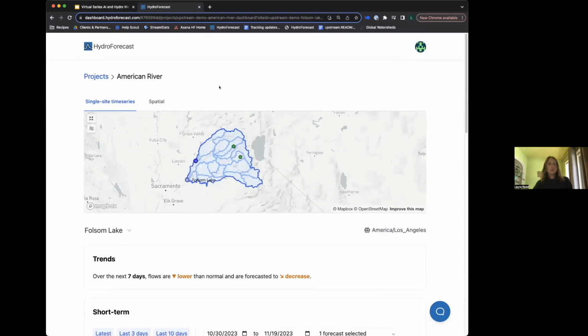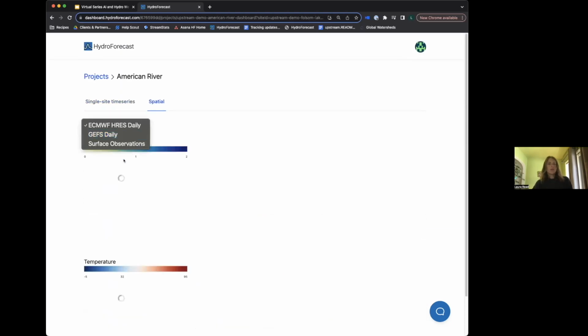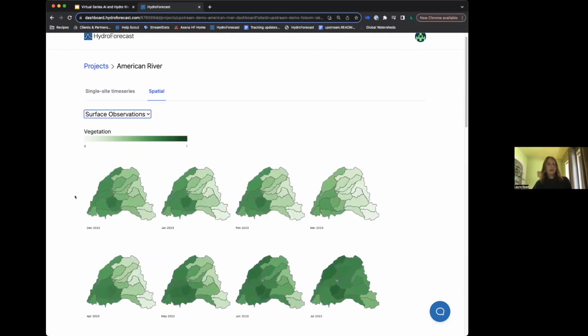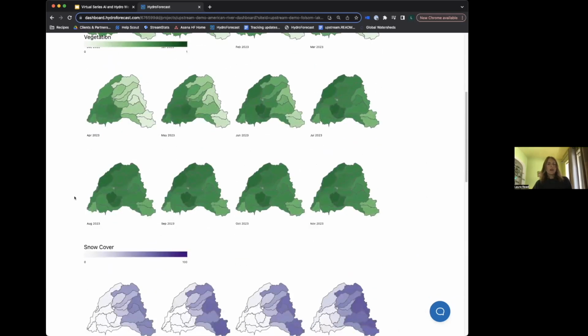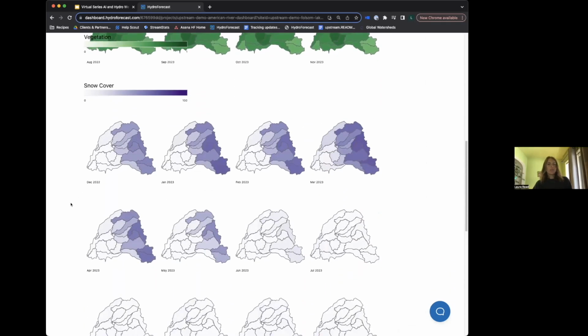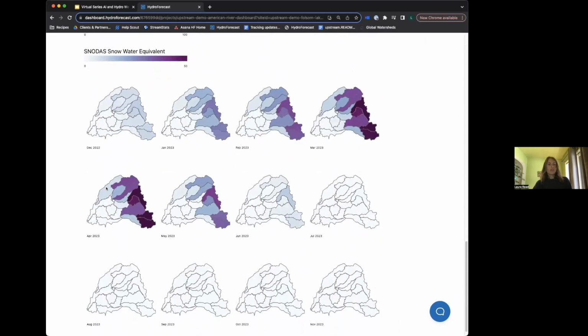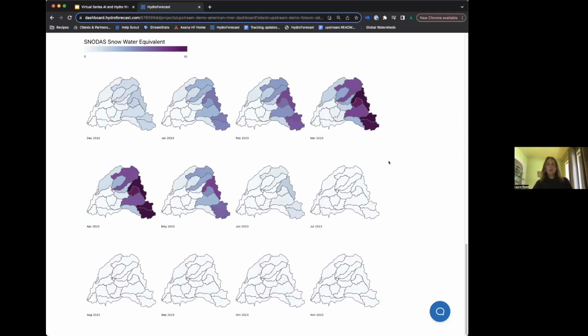The model takes information about snow. So we are pulling information from SNODAS and also from the VIIRS satellite from NASA. And so we can see how snow cover and snow water equivalent have evolved over the last year. And that can help folks kind of understand how much storage is still there in terms of snow that will come through in the season.